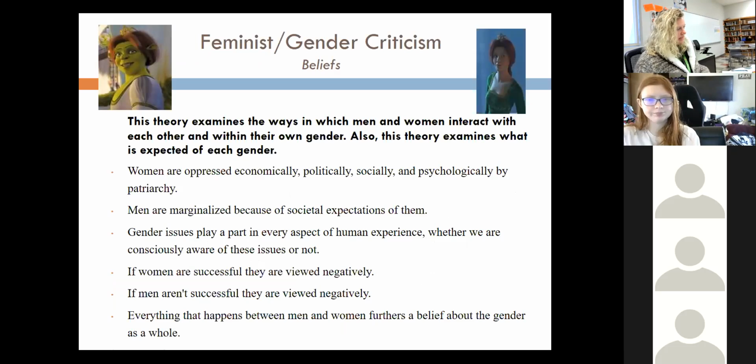All right, so in feminist gender criticism, okay, this explains and examines the way in which men and women interact with each other within their own gender. It also examines what is expected of each gender, okay? So we know as a society what kind of things we are expected to do, right? We kind of have our gender roles, do we not? Do we have things that we already know, like what men and women are expected to do? Sort of. Yeah. The typical roles. I'm not talking about how women can still do whatever men can do. I'm talking about the typical gender roles that men and women play in our society. Yes, we have those. We know what those are.